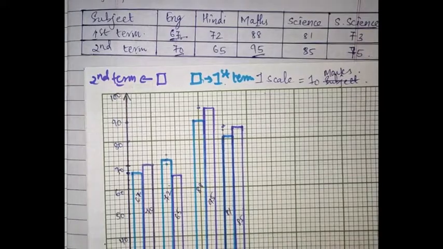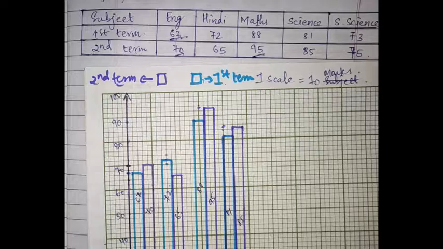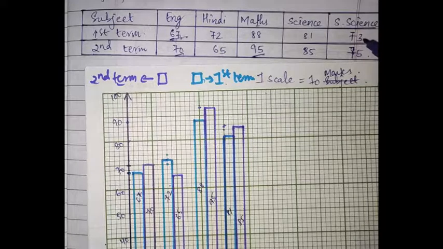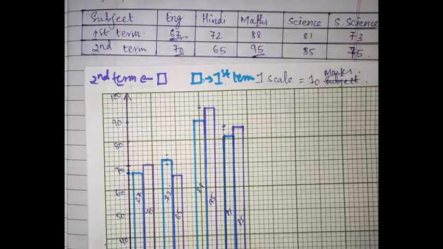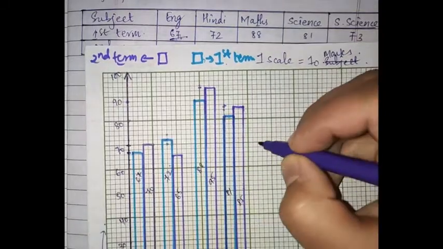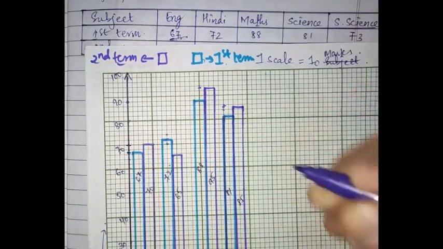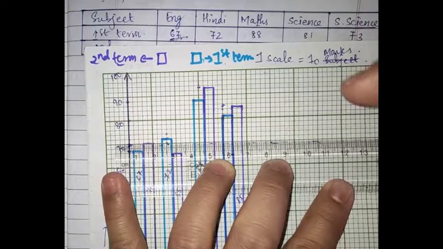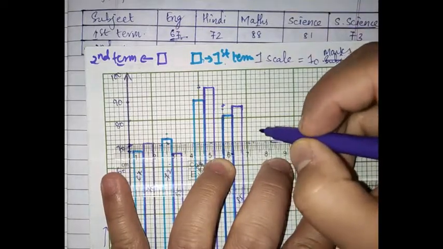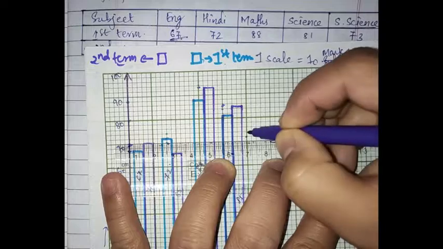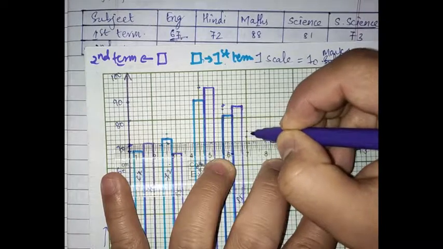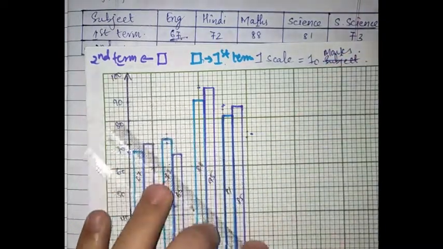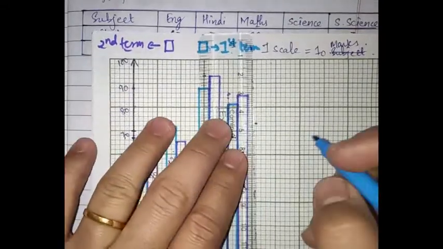And our next and last one is social science. In social science, in the first term they have obtained 73. So where is 73 now? This is representing 70 here. You can use the scale also if you are facing a problem. This is representing 70, and to reach 73, this is your 72 and this is 74. So 73 is between here. So our 73 lies over here.